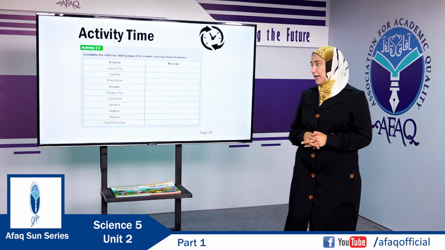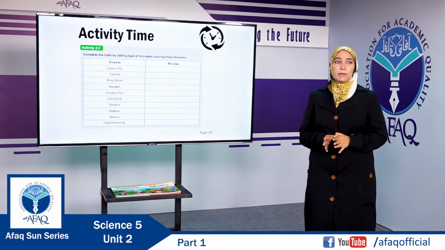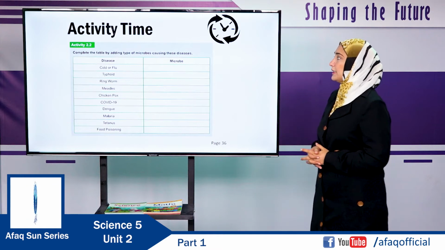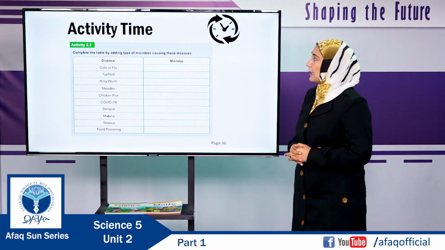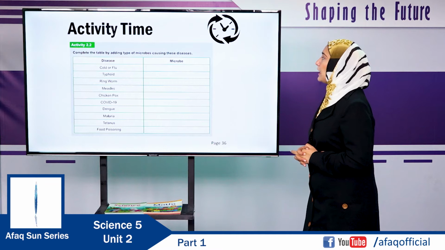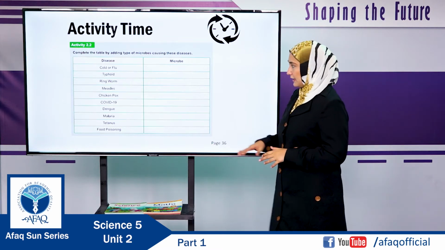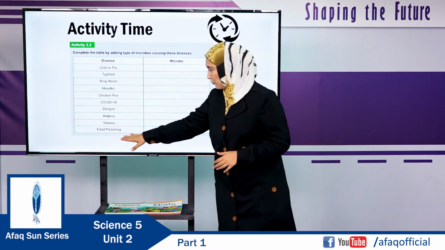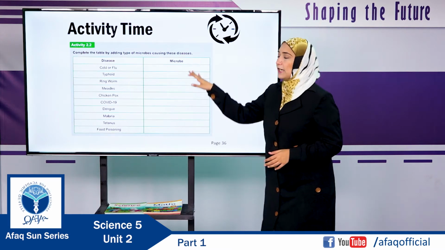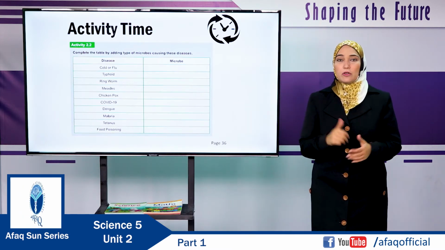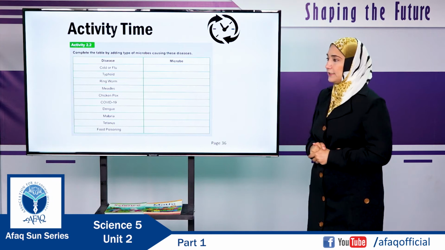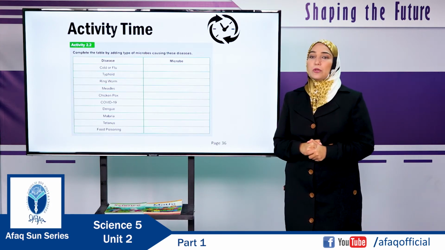Now it's activity time. You have to open your book, page number 36, and an activity is given there. Read the statement. Complete the table by adding the type of microbes causing these diseases. Here the names of some diseases are given in this column. You have to write the name of the microbe or microorganisms which cause these diseases. Solve this activity and show it to your teachers.